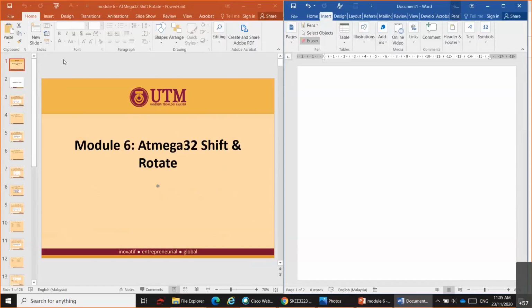Okay, so today we'll start with module 6. In this module 6, you will learn about shift and rotate. There are a few instructions regarding shift and rotate. You will learn about all those instructions in the next few slides.